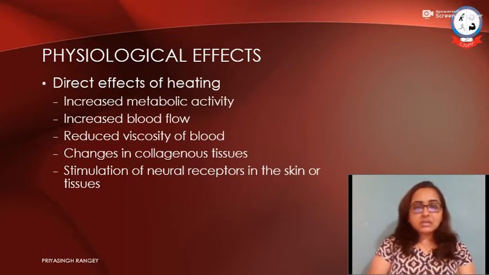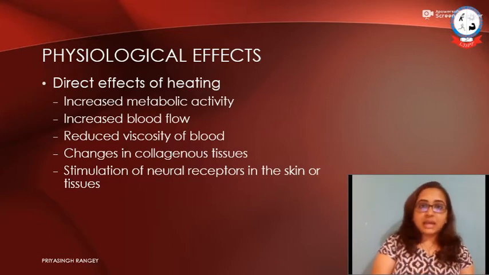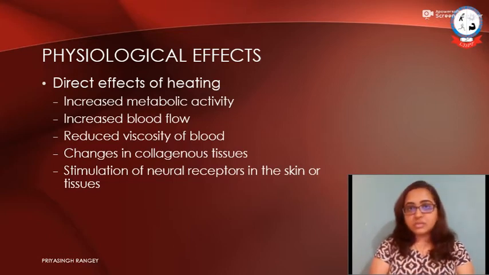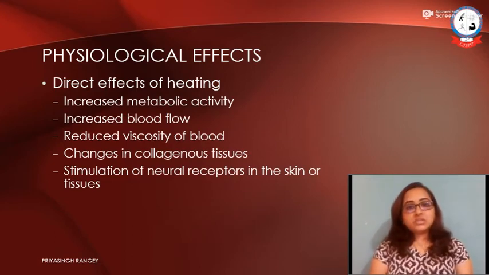Viscosity can be defined as the friction that is present between different molecules or two molecules of any fluid. As we know that when we are applying heat, the molecules are going to move apart, hence reducing the friction that is present between the molecules. And hence we can say that as a direct effect of heating, there is a reduction in the viscosity of blood. The fourth direct effect is change in the collagenous tissues.